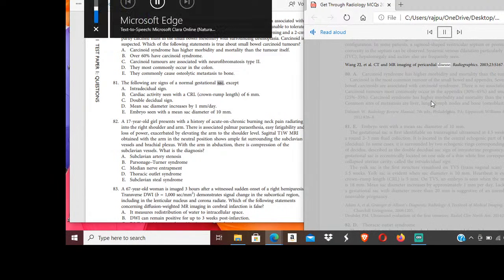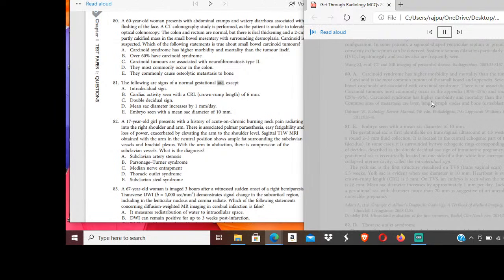CT and MR imaging of pericardial disease. Radiographics. 2003, 23, S167-80. 80. A. Carcinoid syndrome has higher morbidity and mortality than the tumor itself. Carcinoid is the most common tumor of the small bowel and appendix.